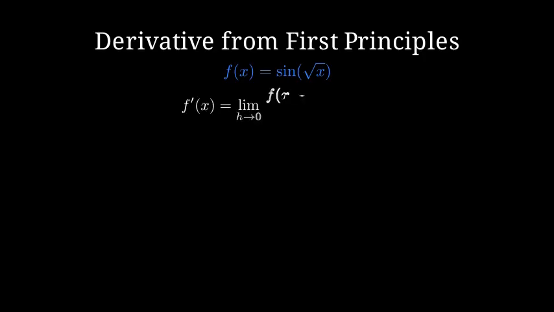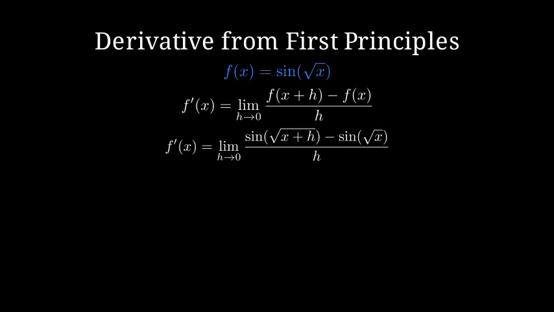The derivative is the limit as h approaches 0 of f of x plus h minus f of x, all over h. Now we substitute our function into the definition. That gives us the limit of sine of square root of x plus h minus sine of square root of x, all over h. To simplify the numerator, we use the sine subtraction formula.